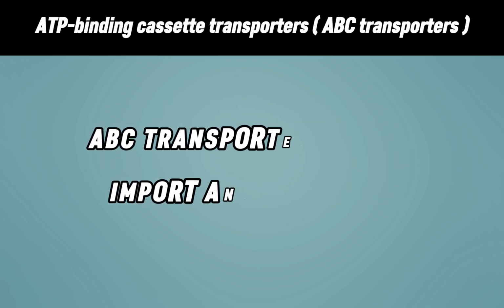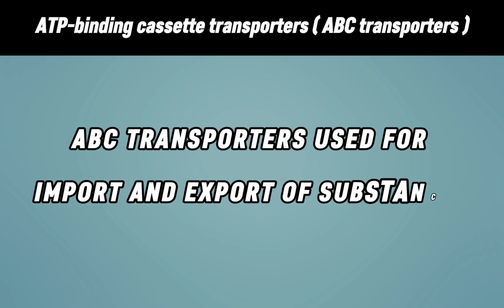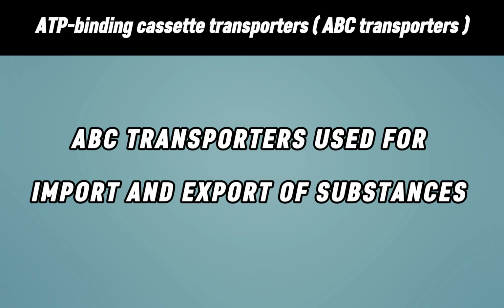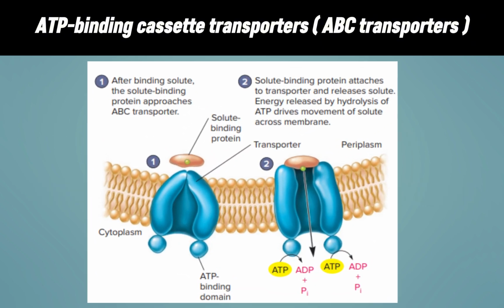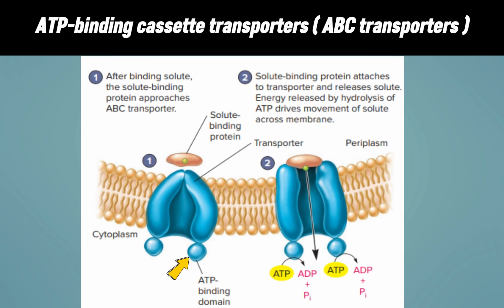ATP-binding cassette transporters, also known as ABC transporters, are important primary active transporters that are used for import and export of substances, in particular proteins. In this diagram, you can see that ABC transporters consist of two hydrophobic membrane-spanning regions or domains with two ATP-binding domains facing the cytoplasm. It is a transporter that works with a solute-binding protein free in the periplasm. After binding solute, the solute-binding protein approaches the ABC transporter. The solute-binding protein attaches to the transporter and releases the solute. Energy released by hydrolysis of ATP drives movement of the solute across the membrane.